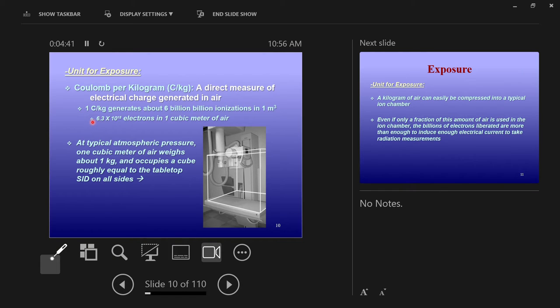If you've been with me for a while, we've talked about electricity and electrodynamics, electricity flowing, and we learned about the amp as a unit of electric current. It's the same number here. One coulomb of charge is about a billion billion ionizations happening. Not 2 billion, but a billion billions, right? That's all you need to know: a coulomb per kilogram is the unit of electric charge we use to measure exposure in the air above the object.